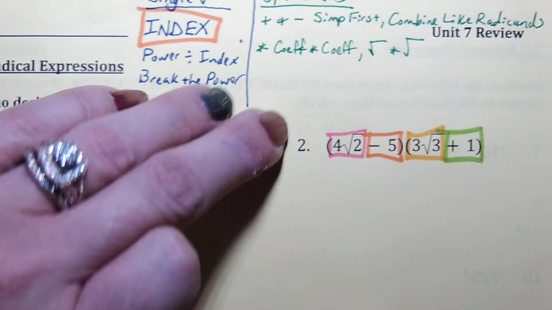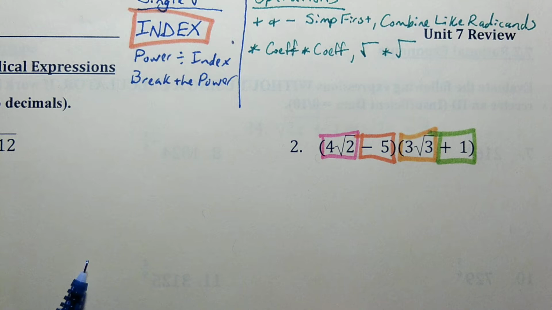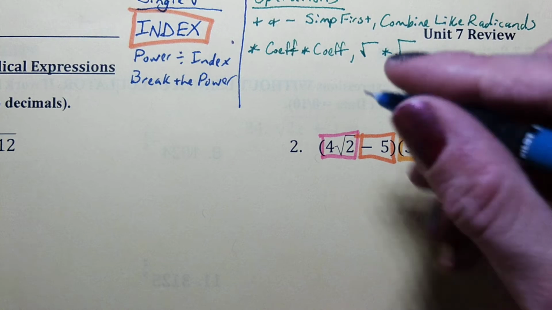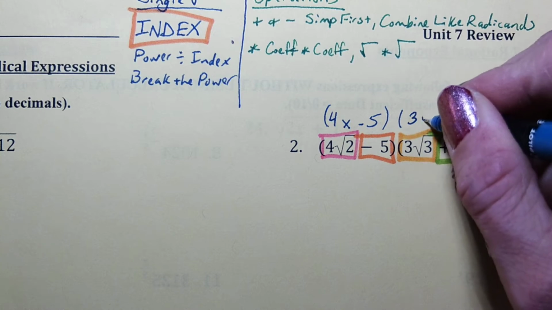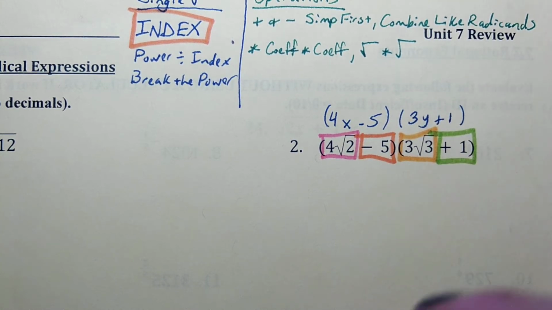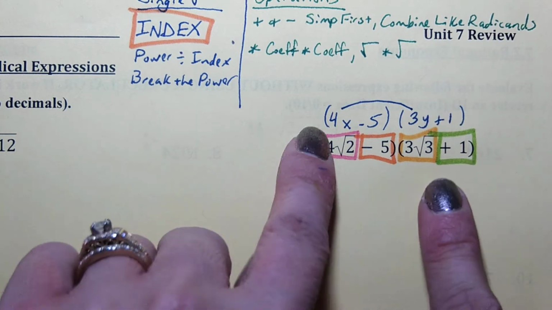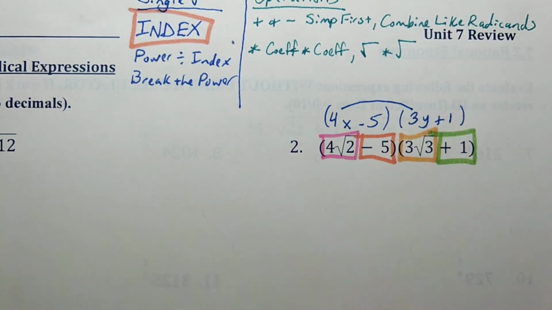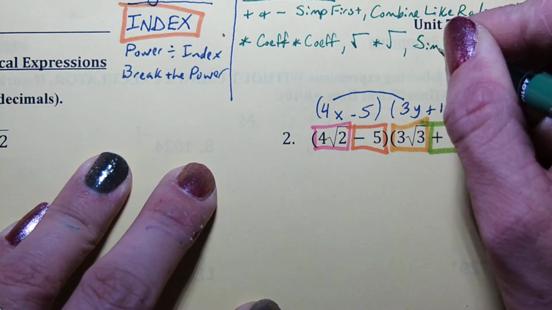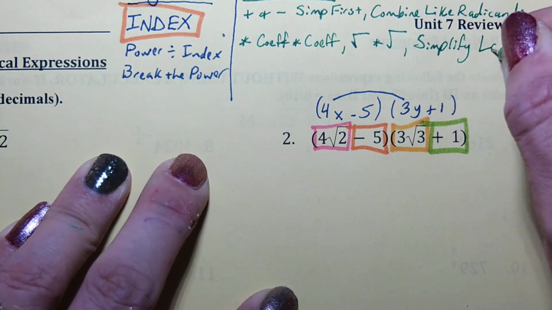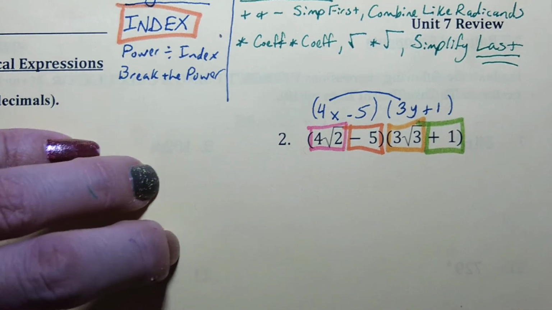So I had some people who were trying to take the radical as its own separate thing. The radical just kind of comes along for the ride, just like if this was 4x minus 5 times 3y plus 1, since those are different radicals. So yeah, you're only multiplying the 4 and the 3 together, but the variables are still coming along, getting tacked onto those terms. So hopefully that makes sense as far as the multiplying is concerned. And the big thing with multiplying is you want to make sure that you simplify last, or simplify at the end.